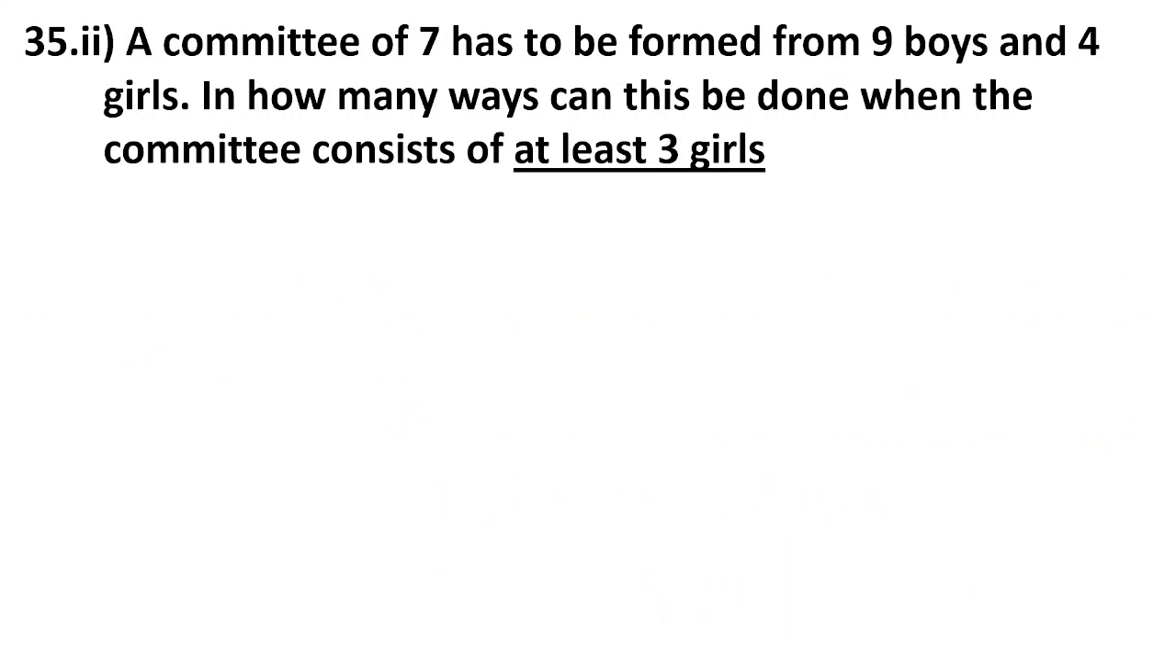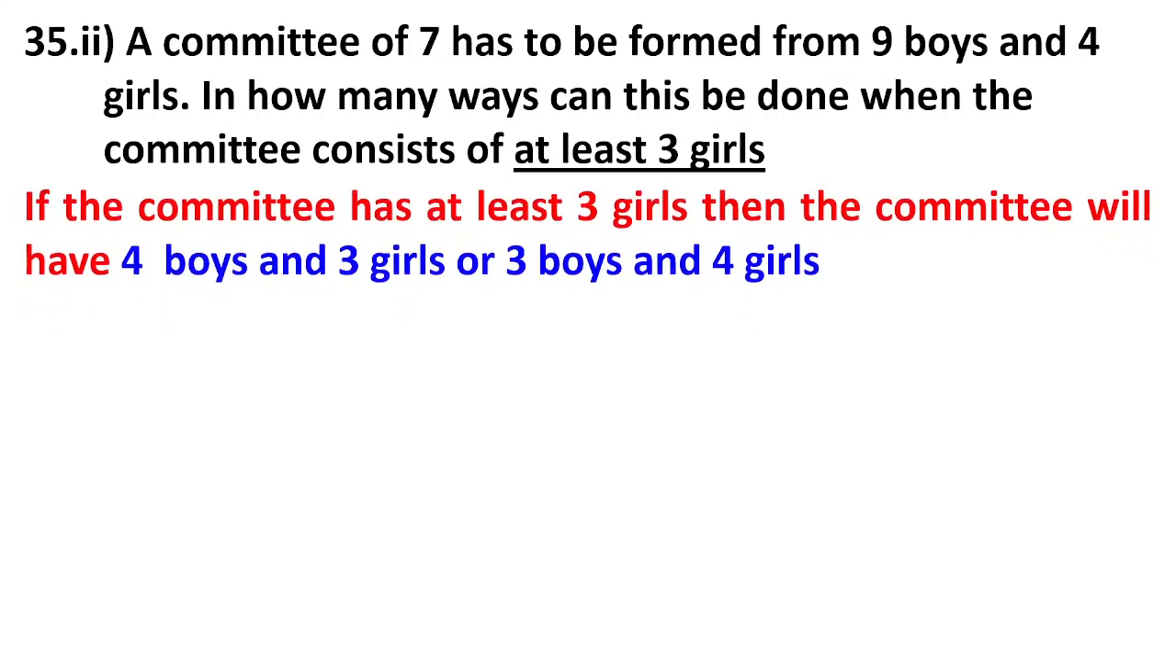Let us go to the second subdivision, at least 3. What is the meaning of at least 3? 3, 4, 5 and so on. Now we know that this is a committee, with 3 girls and 4 boys, and 4 girls and 3 boys. We cannot have more than 4 girls. At least 3 girls means 3 and 4. When 3 girls are there, 4 boys should be there. Therefore 4 plus 3, 7.